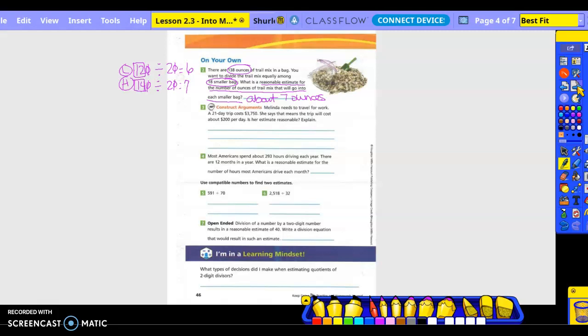Number 3, construct arguments. Melinda needs to travel for work. A 21-day trip costs $3,750. She says that means the trip will cost about $200 per day. Is her estimate reasonable? Explain. Okay, so here are our numbers. And then we're trying to figure out if her answer of 200 is reasonable. So once again, I start with my what? I'm going to do a low and a high, right? What am I going to start with? The divisor. So 21, we're rounding to 20.